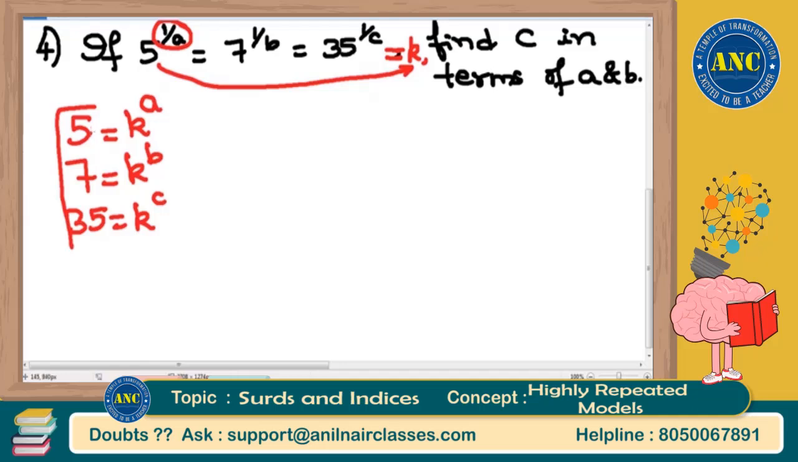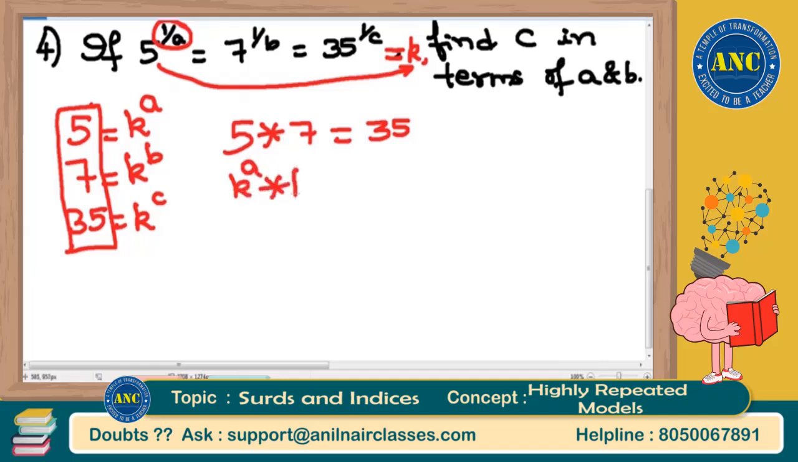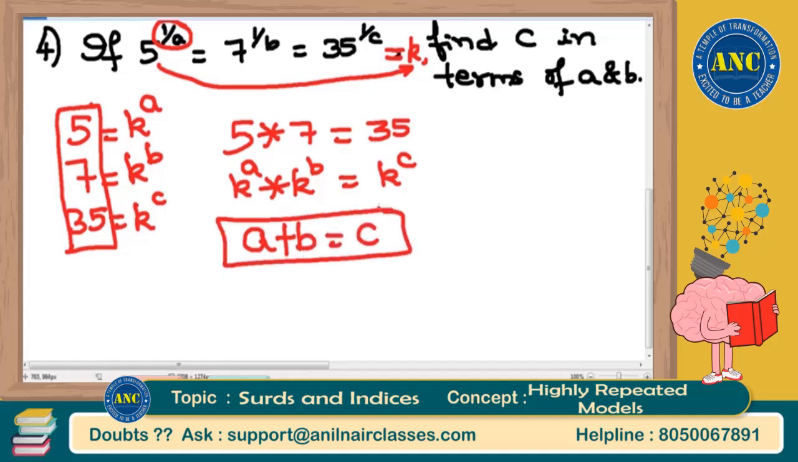Now I have three numbers on the left hand side, 5, 7 and 35. The relationship between 5, 7 and 35 is 5 into 7 is equal to 35. So k power a into k power b is equal to k power c. Bases are same, equate the powers. So k power a plus b is equal to k power c. a plus b will be equal to c. Find c in terms of a and b is the question, and that is what we have found just now.